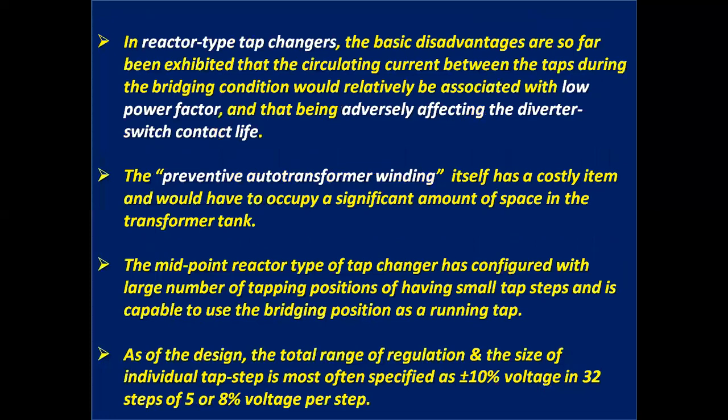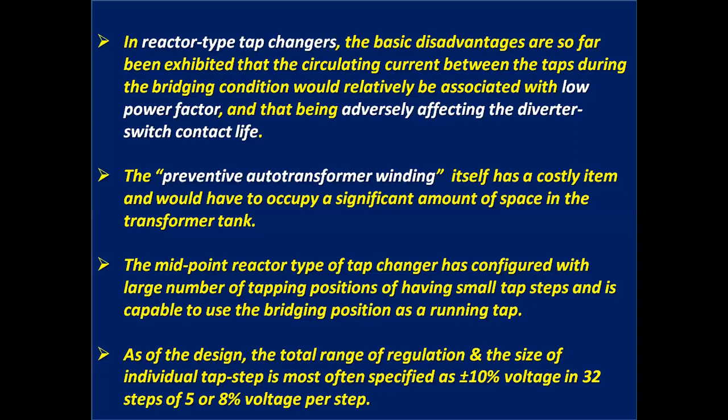In reactor type tap changers, the basic disadvantages are that the circulating current between the taps during the bridging condition is associated with low power factor, adversely affecting the diverter switch contact life. The preventive autotransformer winding itself is a costly item and has to occupy a significant amount of space in the transformer tank.